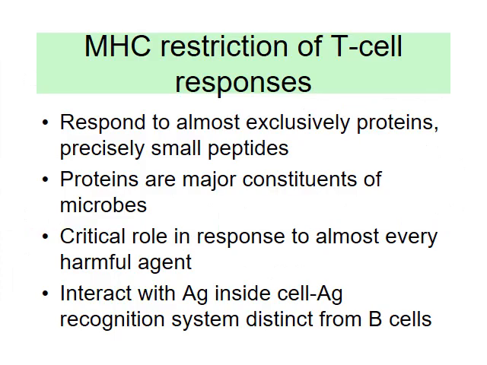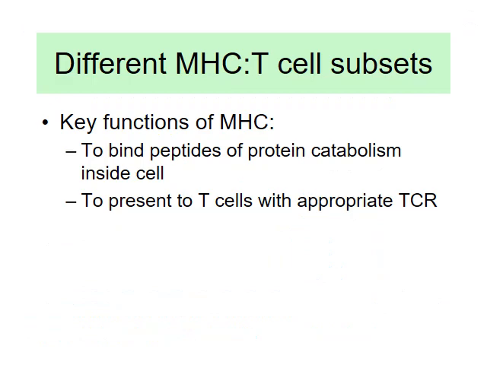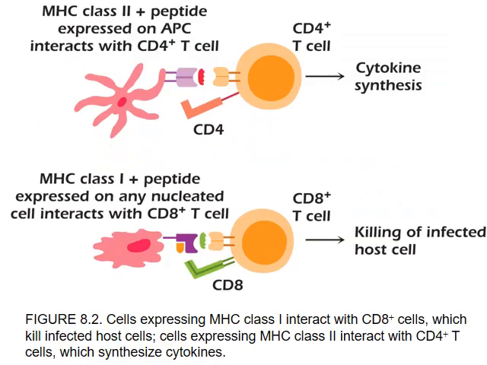Then we talked about MHC restriction. You need to know what MHC restriction is. And we spent a lot of time educating you on what the restrictions are, and a very common question is that MHC 2 binds with CD4 cell and MHC 1 binds with CD8, and they basically have different functions. This is the restriction that we have, and that's what we were talking about.